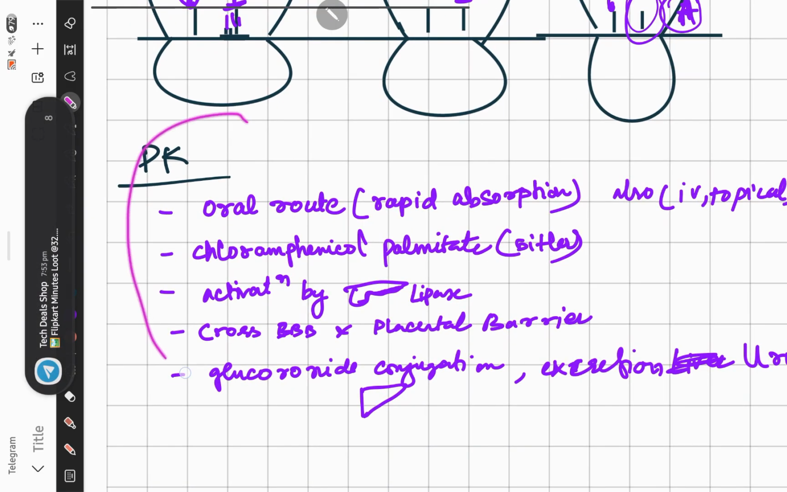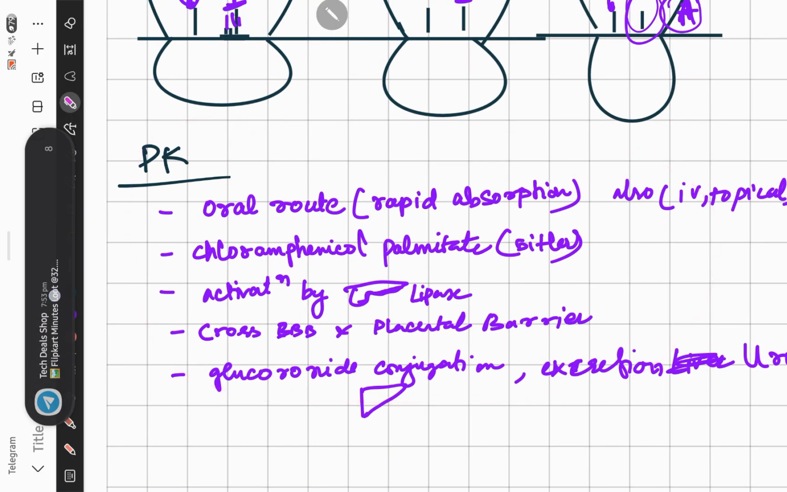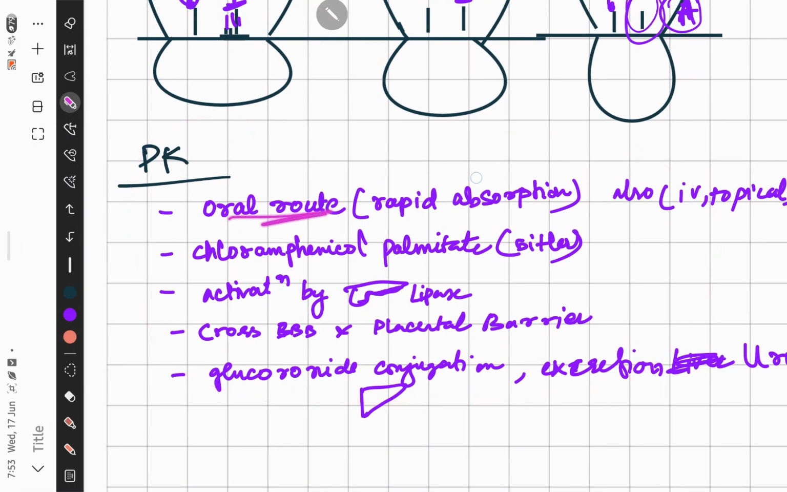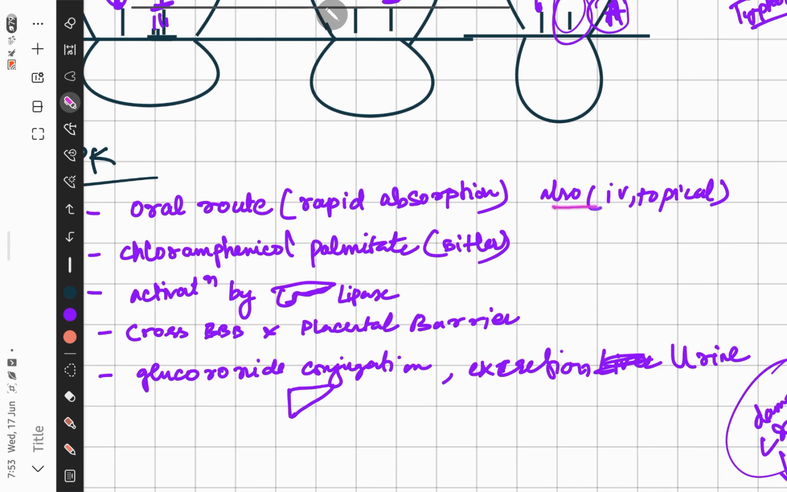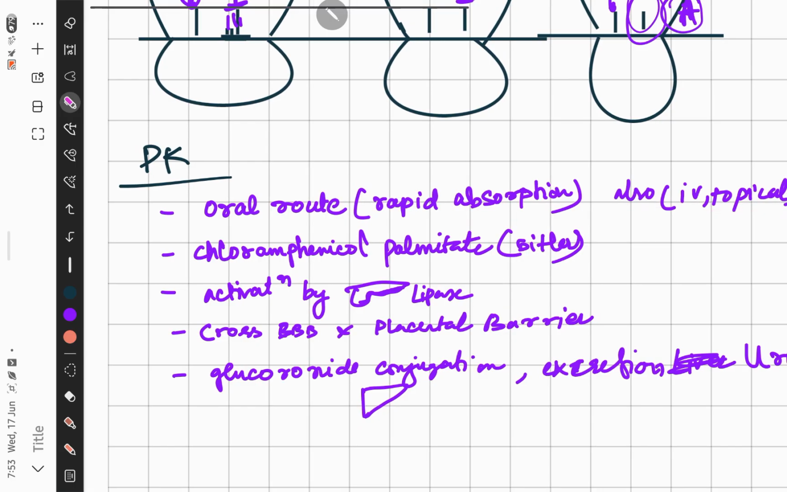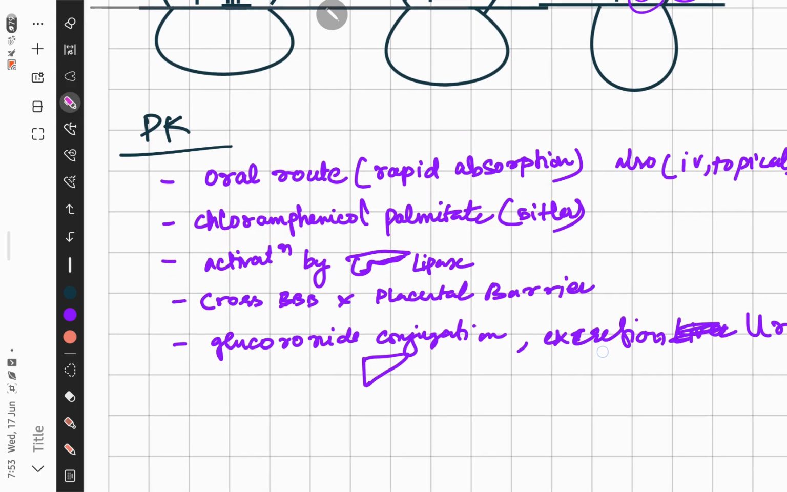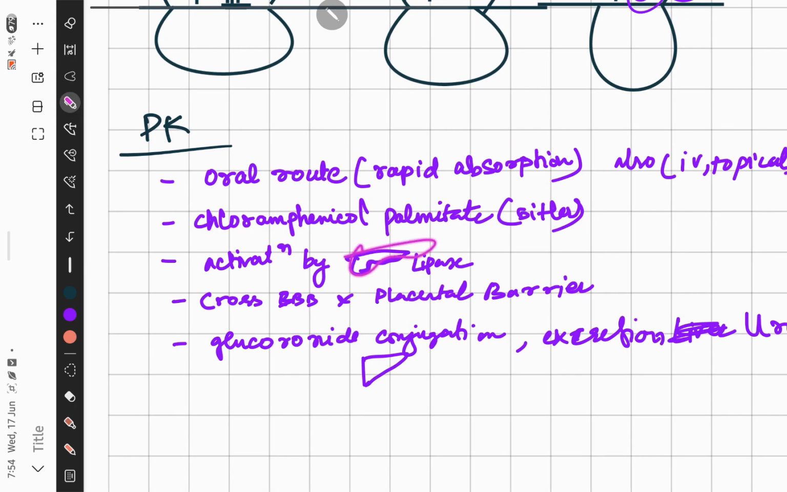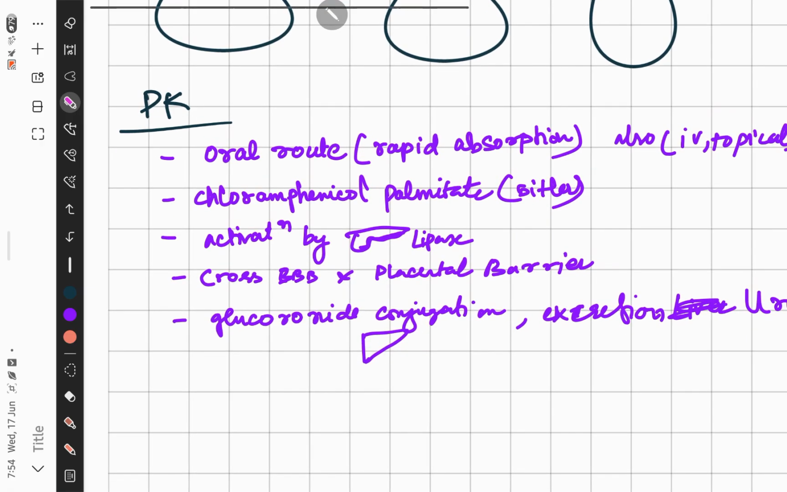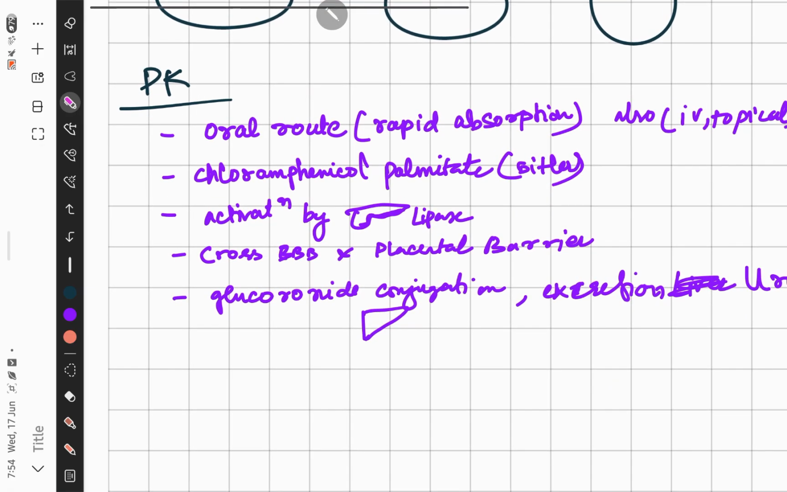Now let's learn about the pharmacokinetics. It is given by the oral route with rapid absorption, but it can also be given IV and topical. Chloramphenicol palmitate, in the pediatric age group, is given as a suspension because chloramphenicol is very bitter. It is activated by pancreatic lipase. It can cross the blood-brain barrier and placental barrier.